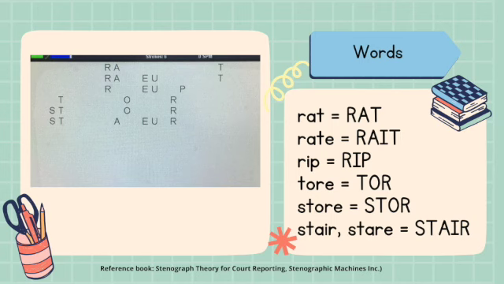We have their, rat. On the left side, we can see the stenograph notes. Initial R, vowel A, final T; then rate, initial R, long A, final T; rip, initial R, vowel I, final P; tour, initial T, vowel O, final R; store, initial ST, vowel O, final R. Then we have the words stare, a noun, and stare, a verb. They have the same stroke, which is initial ST, long A, and final R.